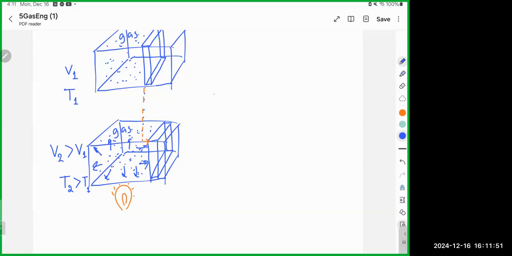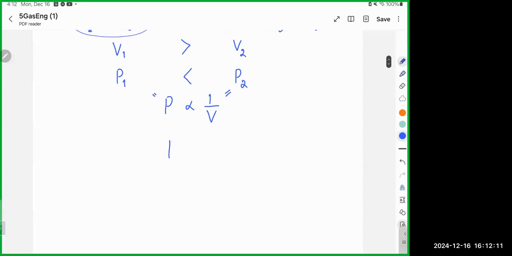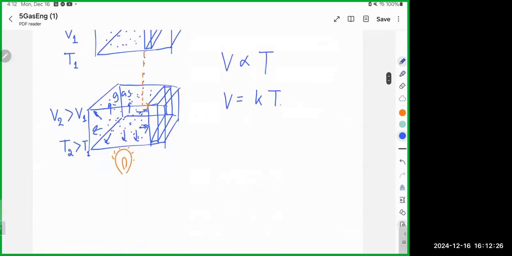And they find that the change of the volume and temperature is proportional. So you can write the relation of V and T as V equal to KT, as well as for this one, P can be written as P equal to K by V, where K right here is a constant. And K right here is a constant as well.